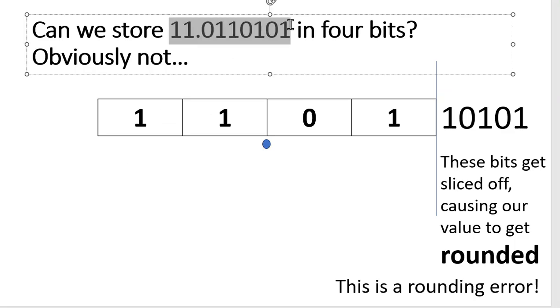All right, what about this? Can I store this number in 4 bits? Well, obviously not, right? Because this number is bigger than 4 bits. What happens to these 4 bits on the right here?